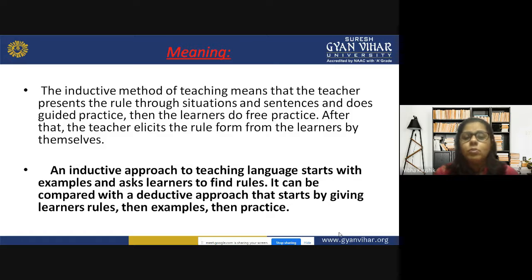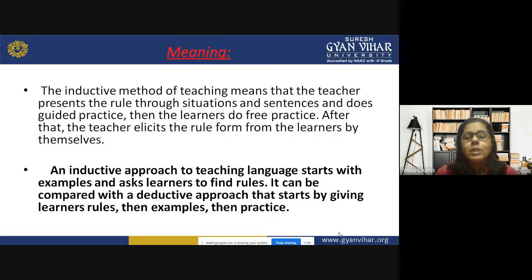Then the learners do free practice. After that, the teacher makes the learners free to practice on those rules. After that, the teacher lets the rule form from the learners by themselves. An inductive approach to teaching language starts with examples.